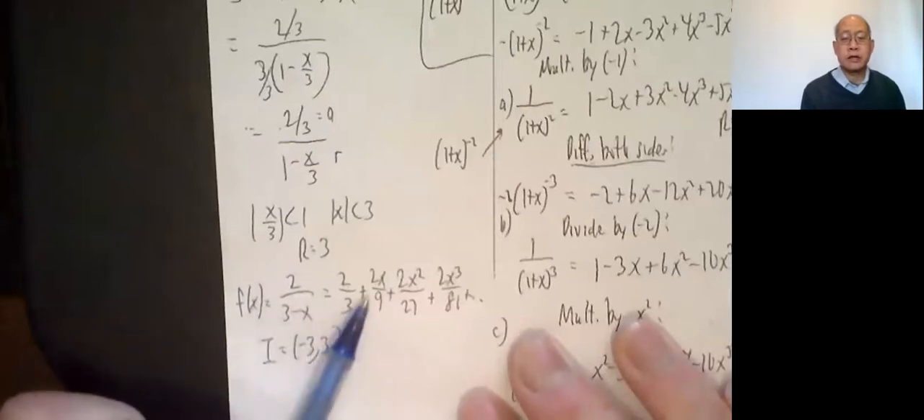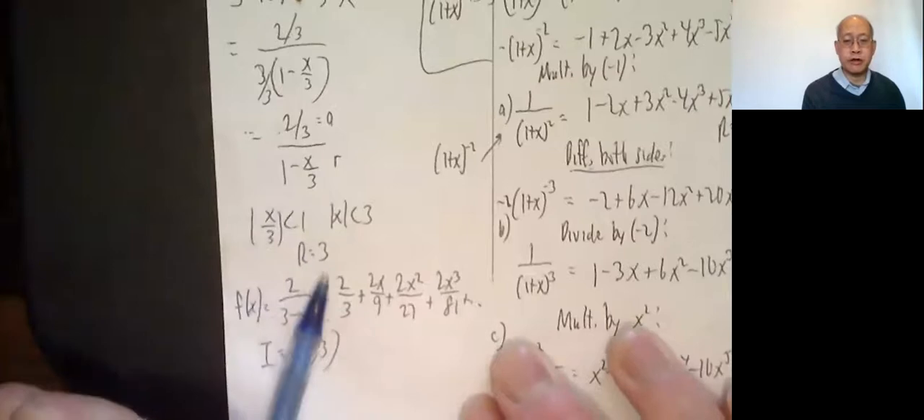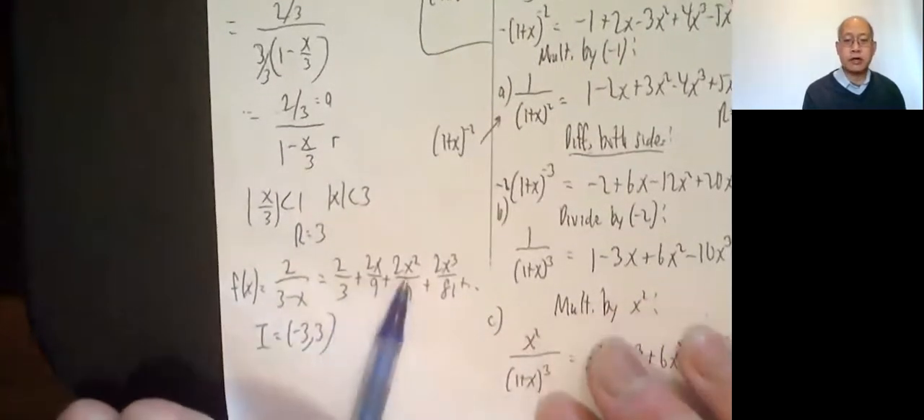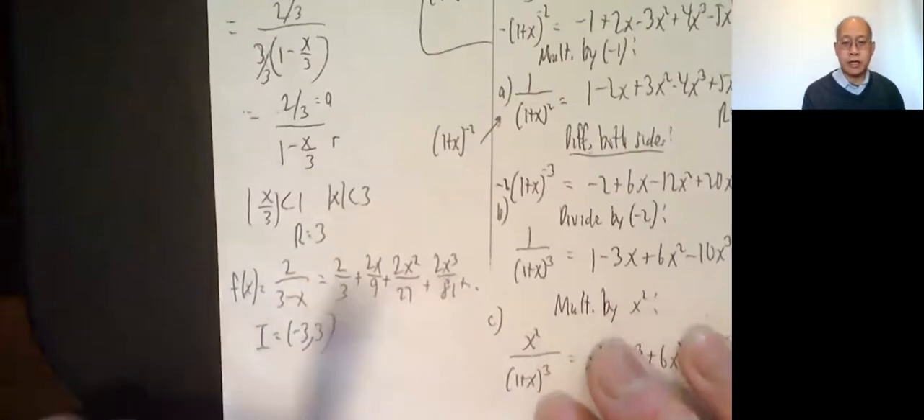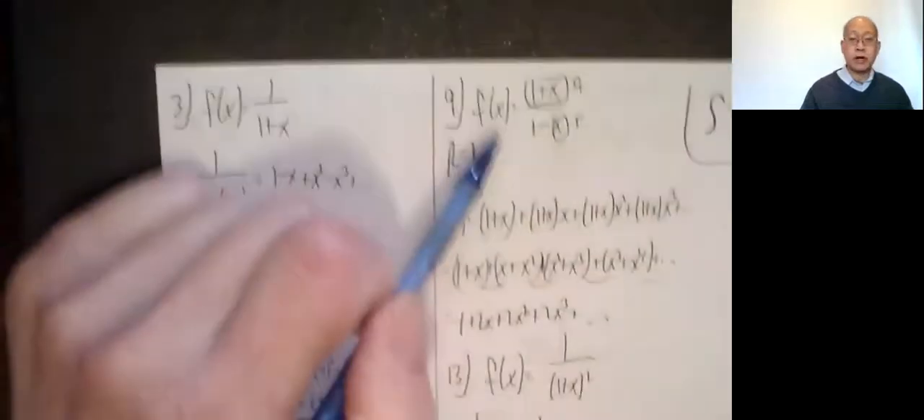Okay, write down at least 4 terms. So the first term is 2/3, then you keep multiplying by x over 3. Multiply this by x over 3, you get that. Multiply that by x over 3, you get that. Multiply that by x over 3, you get that. So there we are.